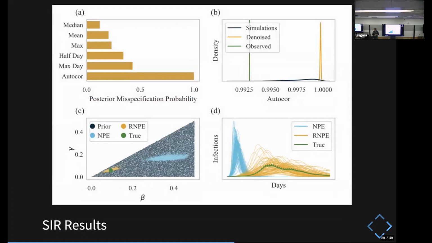And there's a set of summary statistics that you can see here. So for example, the maximum of the curve, the mean of the curve, or the number of days until you have the maximum, the number of days until half the people are recovered again, and so on. So there's a lot of summary statistics, but what you can see is that the one that is really affected by the misspecification that we introduce is the autocorrelation.